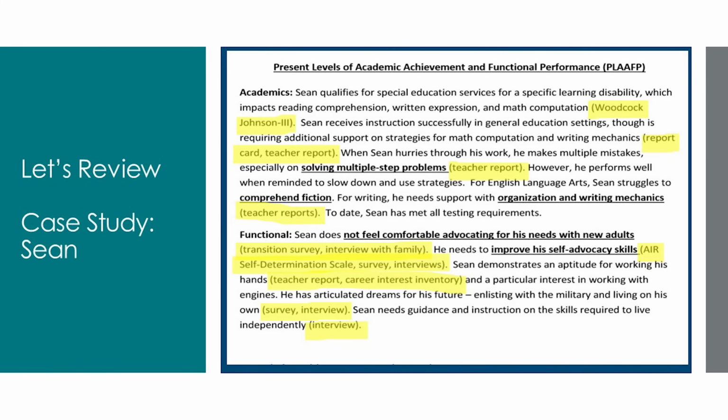Using these assessments provided useful information in determining Sean's strengths and needs. For this example, Sean's specific deficits or needs have been bolded and underlined. As you can see, based on assessment, Sean has multiple needs, including solving multiple step problems, organization and writing mechanics, and he needs to improve his self-advocacy skills. Using assessment to identify specific needs is the crucial starting point in writing measurable annual goals.